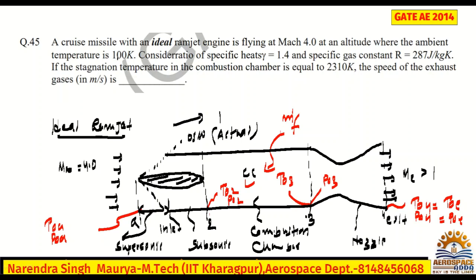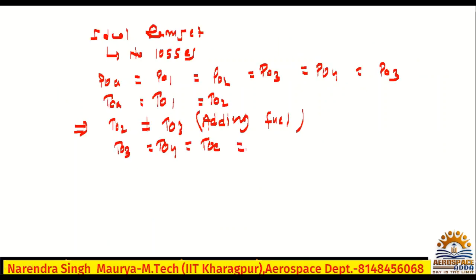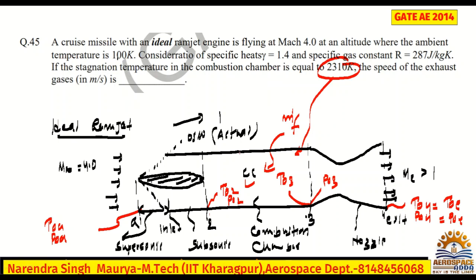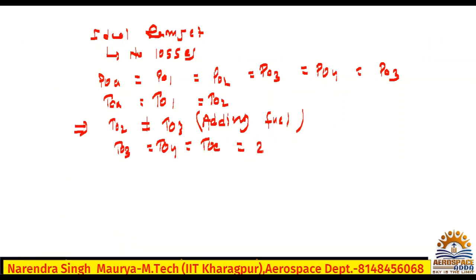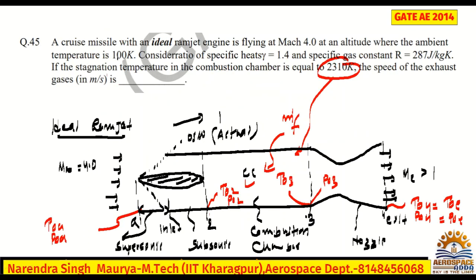Okay, all right. So they have given the stagnation temperature in the combustion chamber equal to T naught. So this value they have given here. So the combustion chamber temperature, you can say T naught 3 or T naught 4 or T naught E, is the same. Basically this temperature they have given to you: 2310 Kelvin. The Mach number they have given, and they have given an altitude where the ambient temperature is 100 Kelvin. The ambient temperature TA, not total temperature, 100 Kelvin they have given.